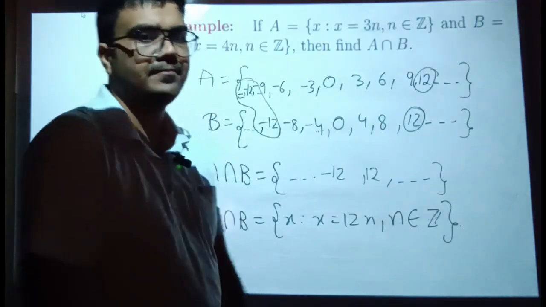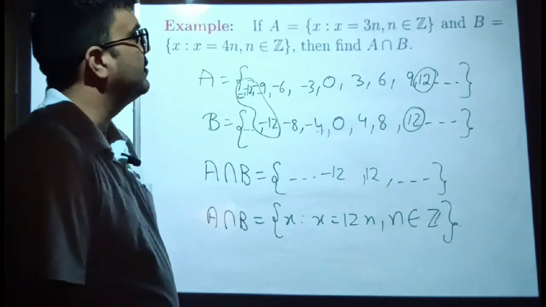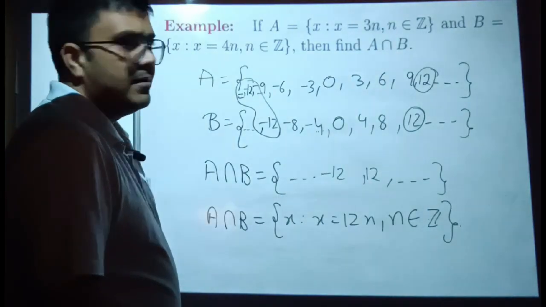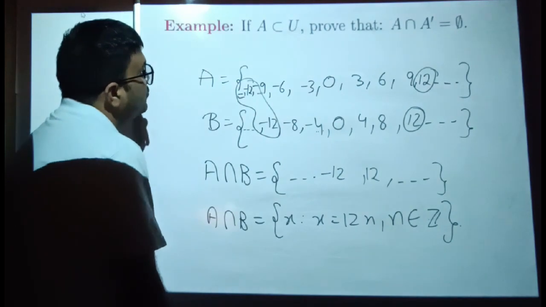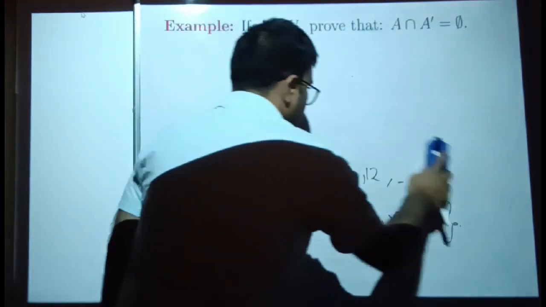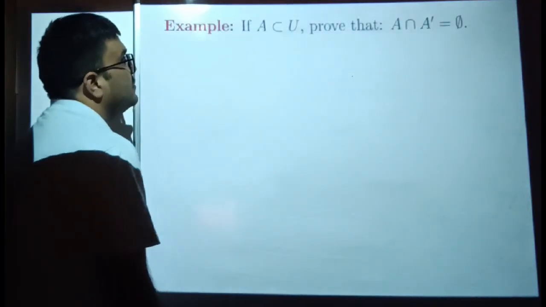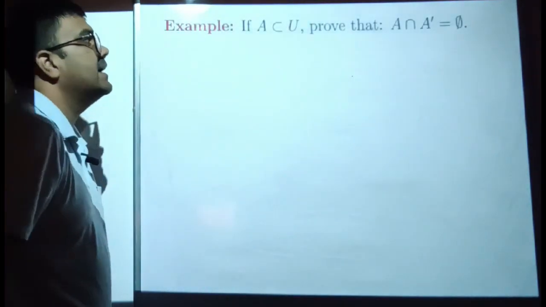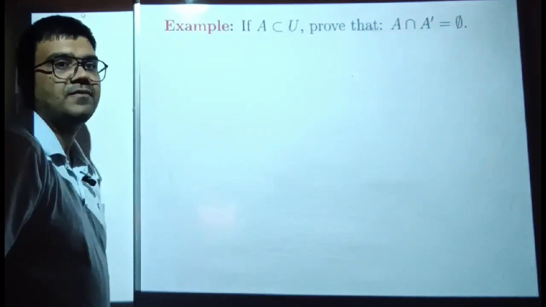Next, if A is a subset of U, we have to prove that A intersection A complement is phi.